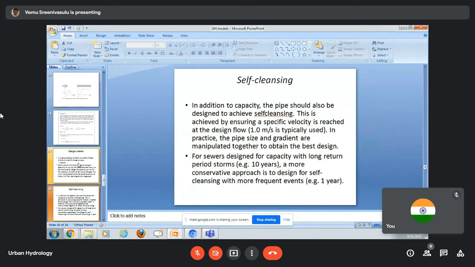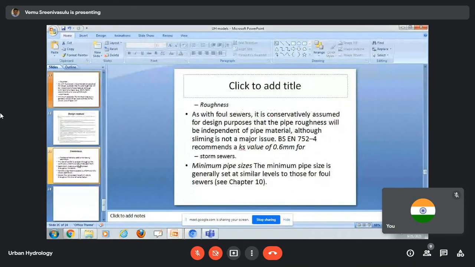For sewer design, for capacity with a long return period, storms are generally 10 years here. A more conservative approach is to design for self-cleaning with a more frequent event, okay, for 1 year, right? Roughness is not a major issue.